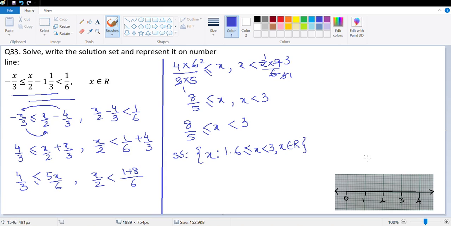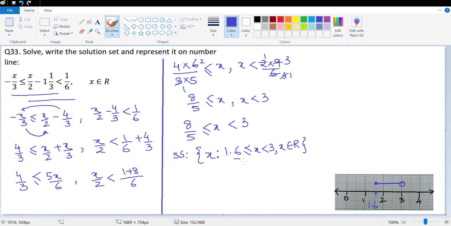Now x is less than 3, which means on 3 I have an empty circle, and x is less than or equal to 1.6, which means at 1.6 I have a filled circle. So the point that I'm marking is 1.6. I will write it here so that there is no confusion for the person who's looking at it, that I have plotted 1.6, and I join these two using a straight line. So the point at 1.6 is a filled circle.